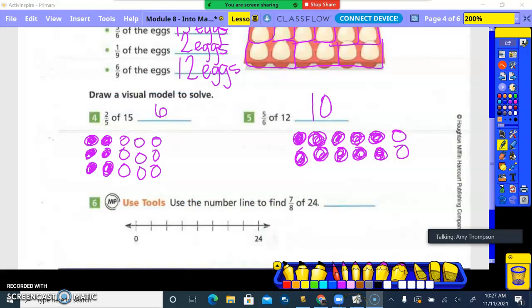So for number 4, they want 2/5 of 15. And so we took 15 divided by 5, which is 3. So that gave us 3 rows, and then we put 5 circles in each row. And then it told us to color in 2 columns. So we did, and we got 6 total colored in pieces. On number 5, 5/6 of 12 is, we took 12 divided by 6. That told us to have 2 rows. And then we colored in 5 of the columns, and that got us a total of 10.